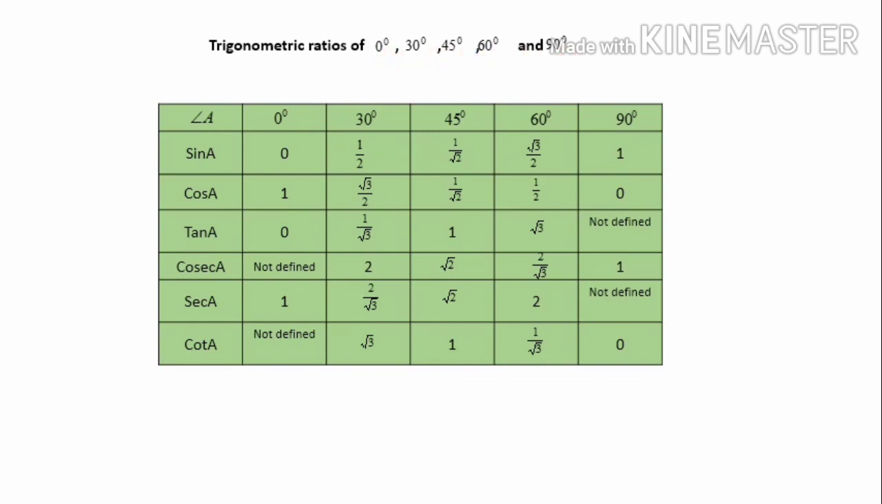Only 5 values you have to learn by heart, that is 0, 1 by 2, 1 by root 2, root 3 by 2 and 1. These 5 values you have to learn by heart. By using these 5 values, we can write all the other trigonometric ratios.